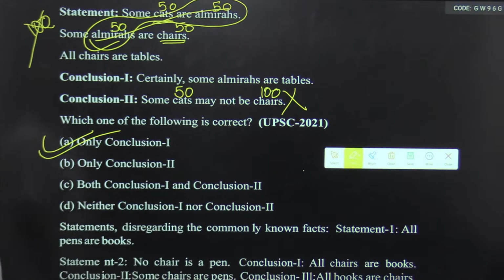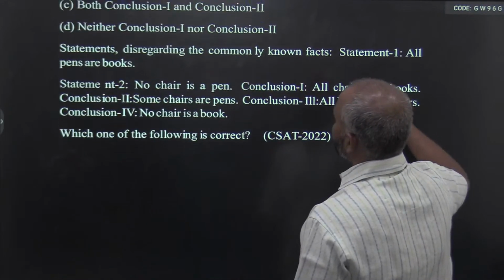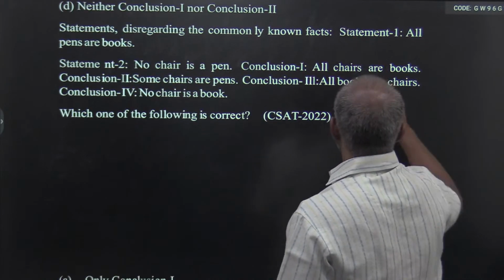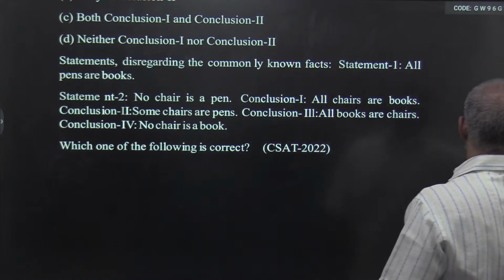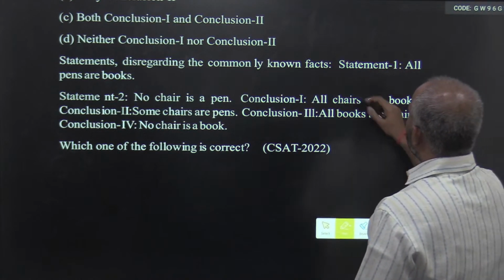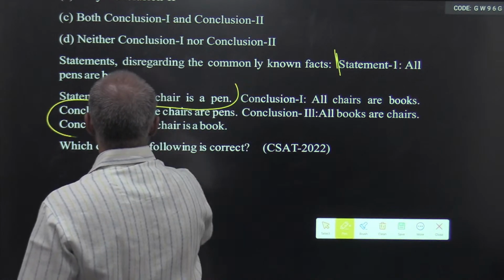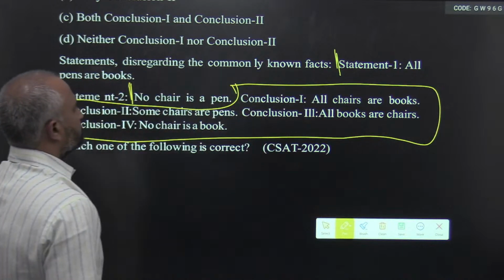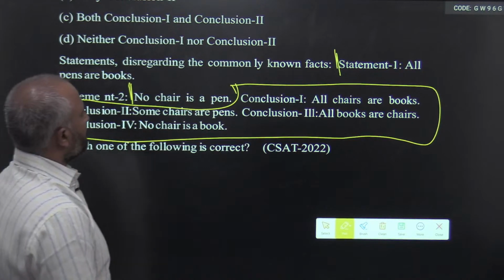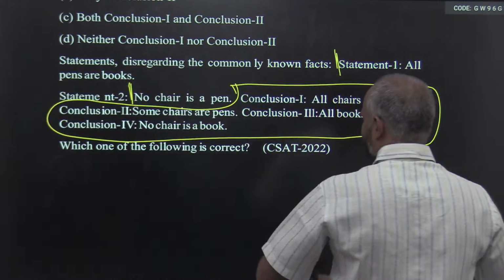Good, Ritik. Now this should be the speed. Okay, next one. Here are the statements. This is statement 1 and this is statement 2. These are the conclusions here. Take a minute.